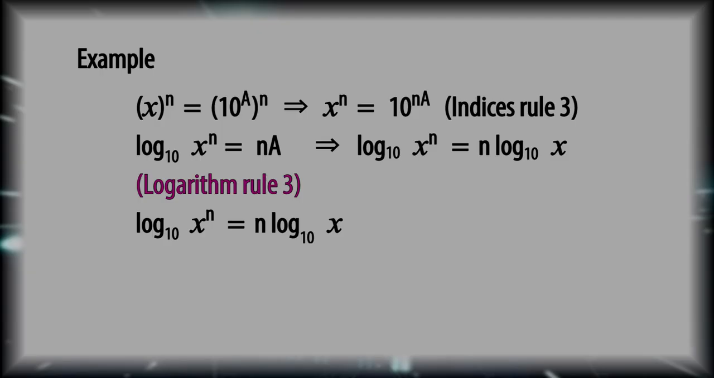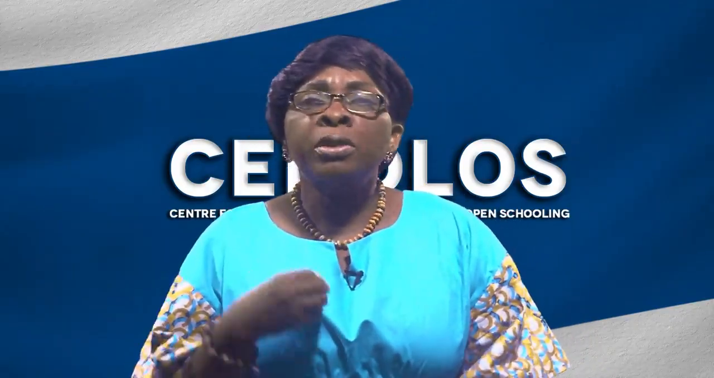This rule can be seen in the reversed form. And the reverse will say n times the log base 10 of x is equal to log base 10 of x raised to the power n. The exponent of a logarithm becomes the coefficient of the log. Now, as we go through the examples, you get to understand it better. So let's look at a few examples.